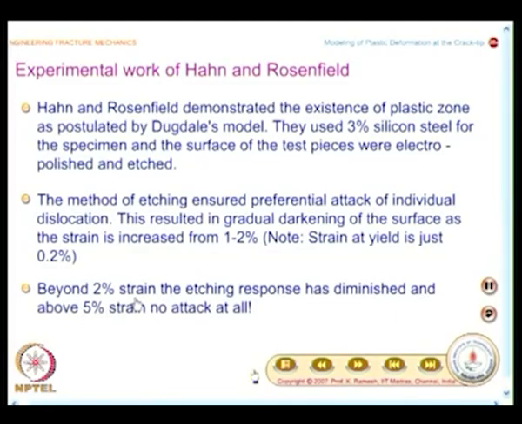Beyond 2% strain, the etching response has diminished, and above 5% strain, no attack at all. These are certain minor details on how the experiment was done. What is important to us is, by the process of etching, because of preferential attack, you are in a position to obtain the shape of the plastic zone. That is what you have to look at. You are in a position to get the shape of the plastic zone by a particular procedure adopted in the experiment.